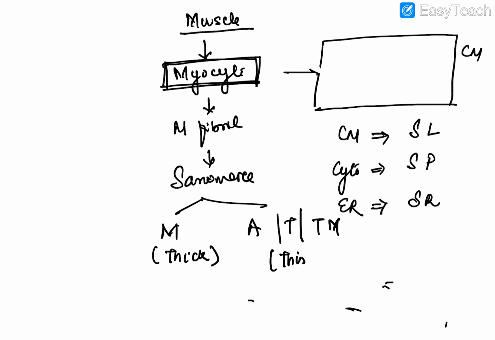So this is the basic anatomy. Again, the cell membrane of the myocyte is sarcolemma. The cytoplasm of the myocyte is sarcoplasm, and the endoplasmic reticulum of the myocyte is sarcoplasmic reticulum. Now that we have understood the basic structural organization, let us come to myosin.